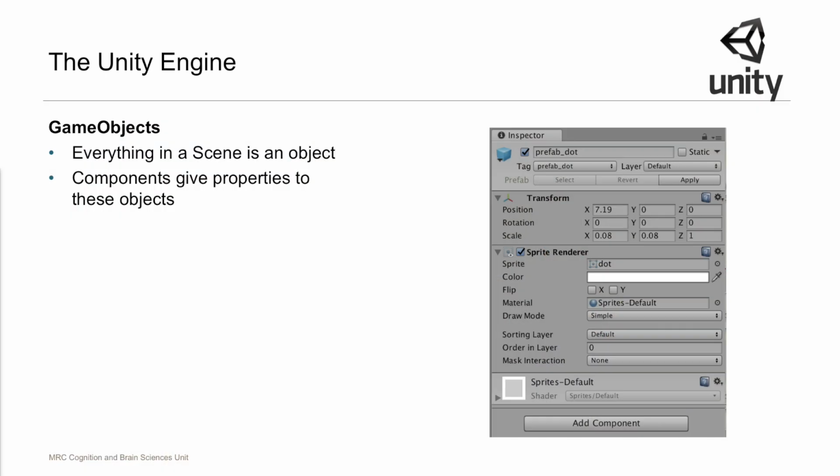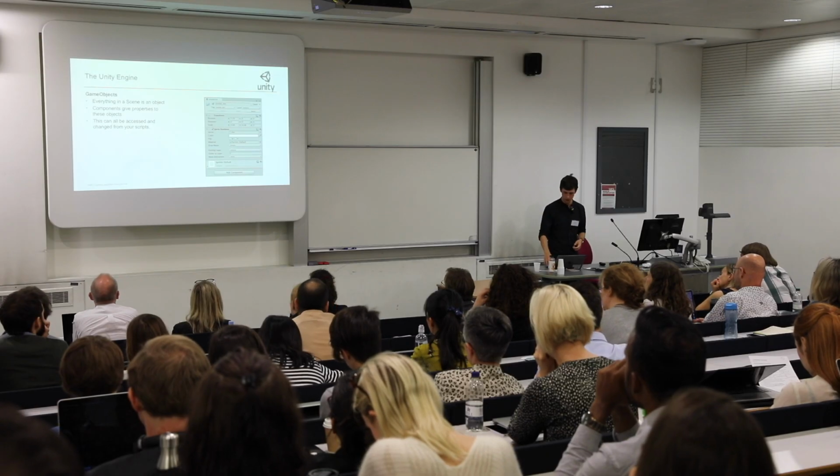So here you have a game object which is called prefab dot. It's one of these little dots that you can see faintly on the screen, and it has two components on it. The first one is the transform component, which tells you where your dot is in the scene, and the other one is the renderer, which renders the dot itself. And all of these can be accessed from your script. So you can manipulate all of these things independently once you've built them.